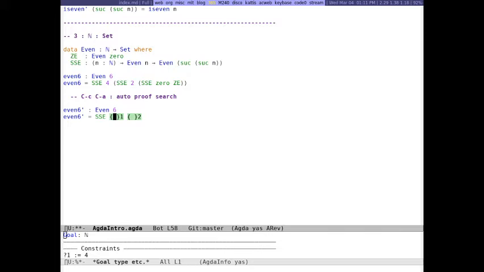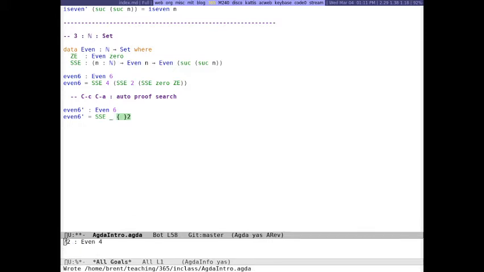And how did it figure that out? Well, not that hard to see. We're trying to prove that 6 is even, and we're doing that by using the SSE constructor. If this is going to be a proof that 6 is even, then what does n have to be? Suc of n is 6, so n has to be 4. It can just compare those and see that n has to be 4 for this to work. So in fact, I can just put an underscore.